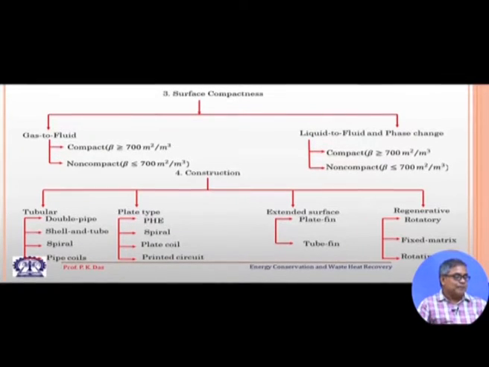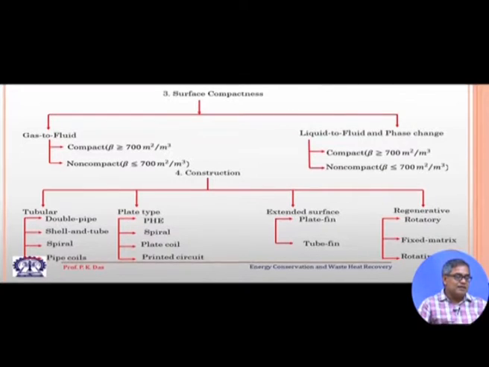Plate type: there could be a plate heat exchanger, sometimes called a gasketed plate heat exchanger or plate and frame heat exchanger. There could be a spiral plate heat exchanger, a plate coil, and a printed circuit heat exchanger. Both plate and frame heat exchangers, or PHE, and spiral plate heat exchangers are very relevant for waste heat recovery purposes, because they give a good amount of heat exchange within a small volume.